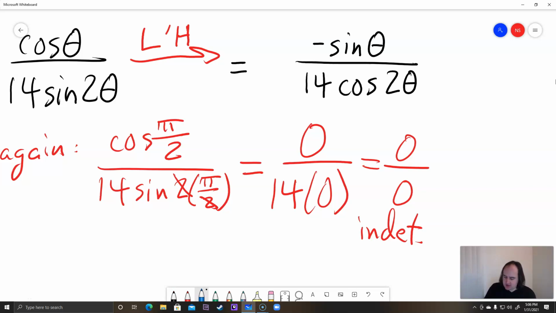So the outer function there is sine. The inner function is 2 theta. So right there, I took the derivative of the outer function, inner left alone, and now I'm going to multiply that times the derivative of the inner function. So that's going to be times 2.